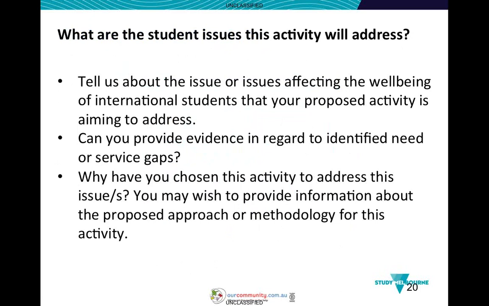You know, why have you chosen the activity to address that issue? Again, those solutions may be one possible option. So really make sure that that solution is actually addressing the need. And you may wish to provide some information on the proposed approach or methodology for the activity. If it's a service gap, for example, tell us how it's unique and how you're proposing that it will actually make a difference.